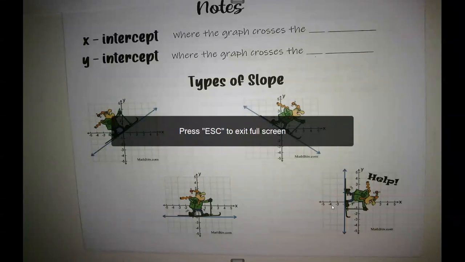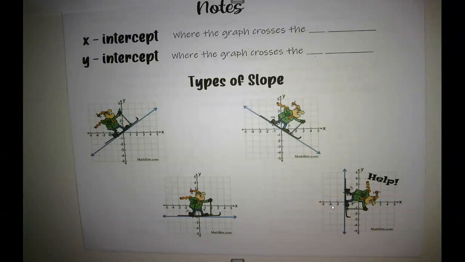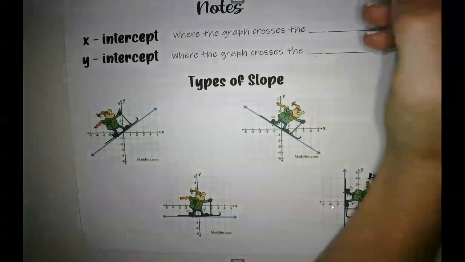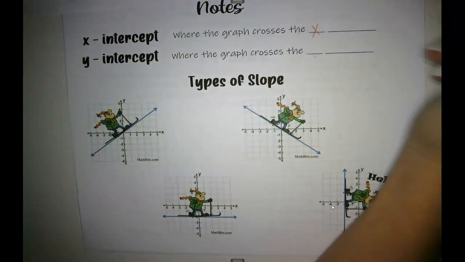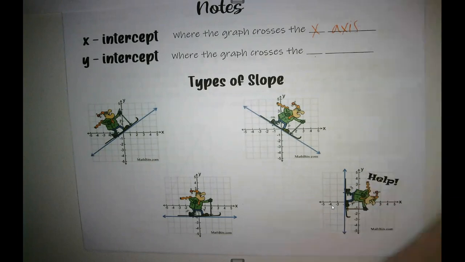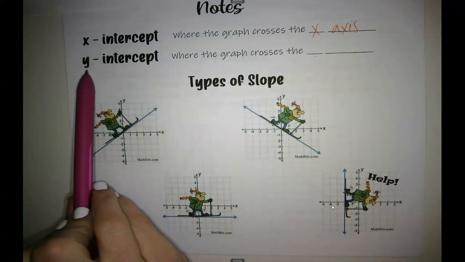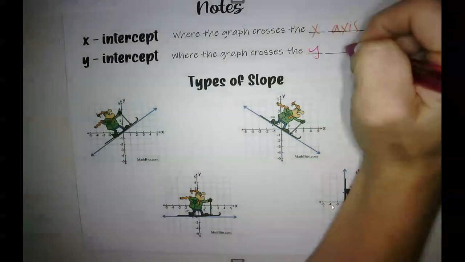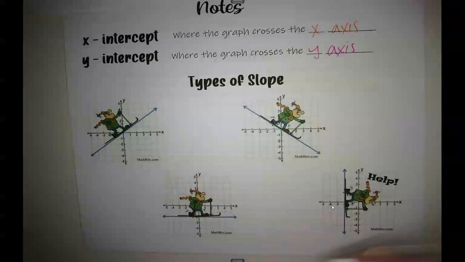All right, let's look at some attributes of our graphs, starting with our x-intercept. You could probably guess that this is where the graph crosses the x-axis, and we'll look at how to find that in just a second. And that means that our y-intercept is where our graph crosses the y-axis. Everything is in the name.